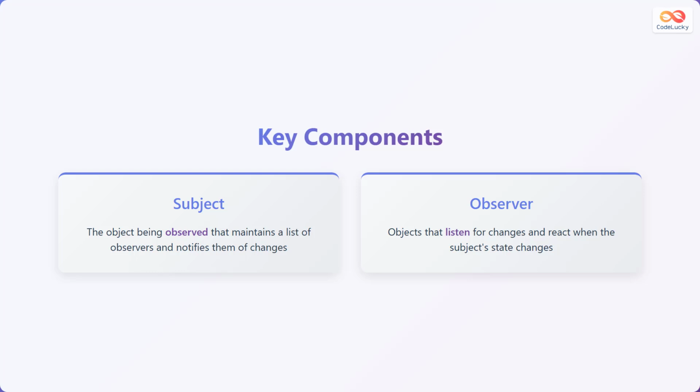The observer pattern has two key components: the subject and the observer. The subject is the object being observed. It maintains a list of observers and notifies them of any changes to its state. The observers are the objects that listen for changes in the subject's state and react accordingly when those changes occur.